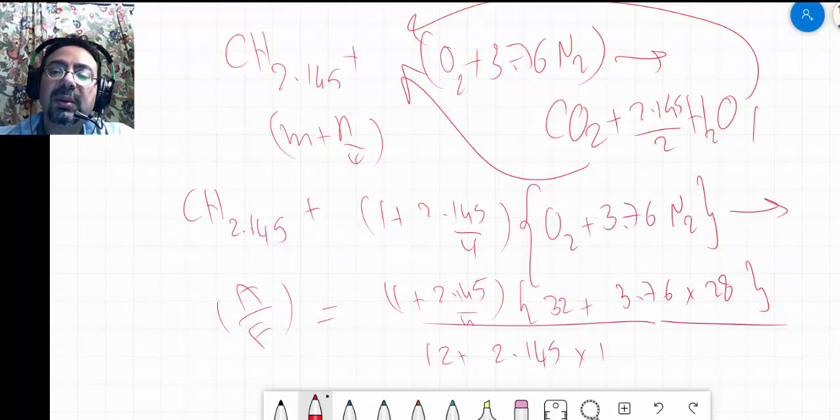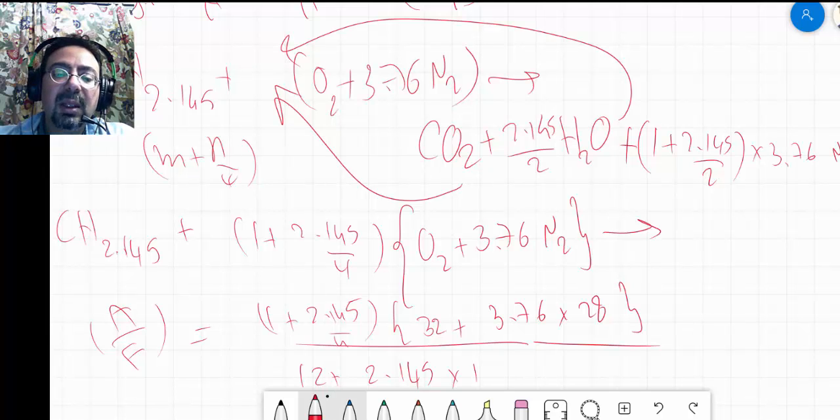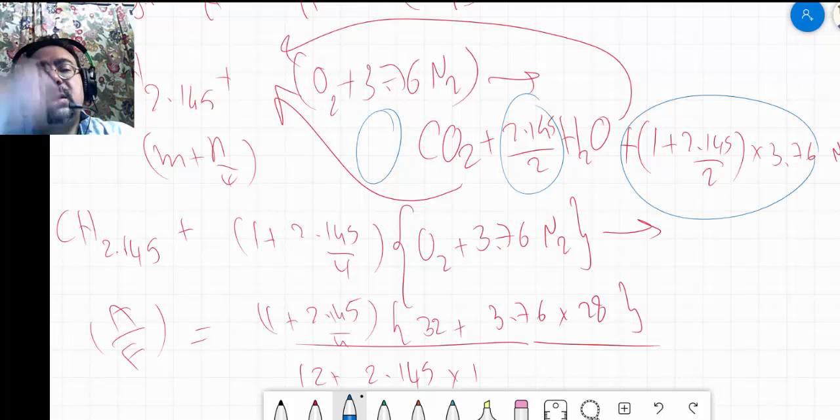Those guys, right? So CO2 plus 2.4 H2O plus the nitrogen that will come out. So 1 plus 2.145 over 2 multiplied by 3.76. So this plus this plus this, those are the moles of the exhaust, right?